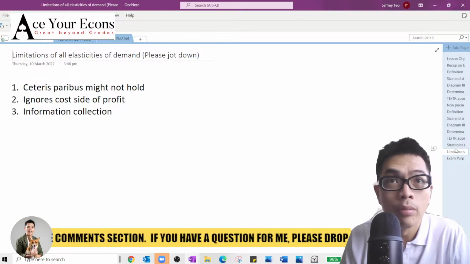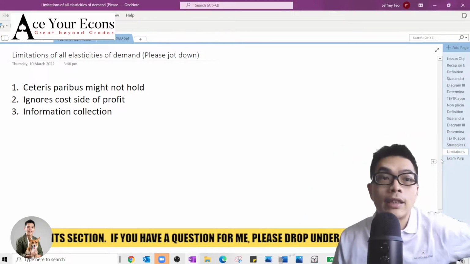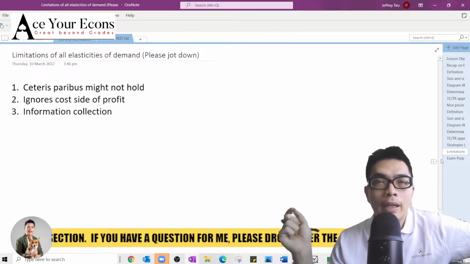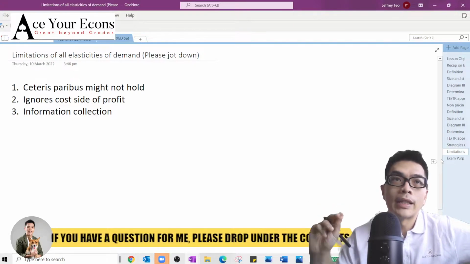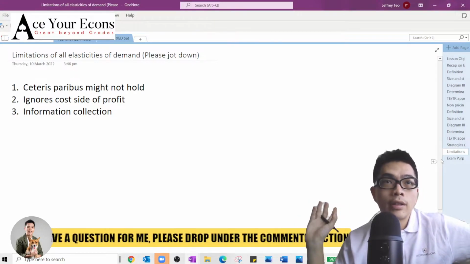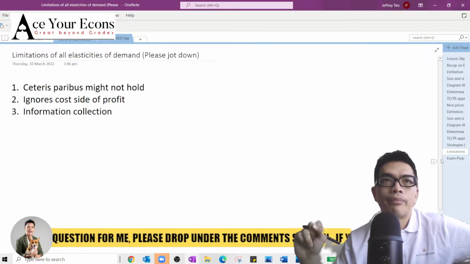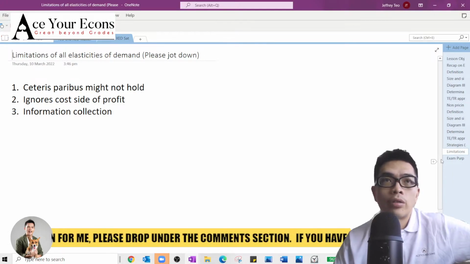Alright, I'm going to move on to the last part: limitations of your elasticities of demand, PED, YED, and XED. These three will be tested later. These three are not in the book, so please copy down. What are some of the limitations for these three elasticities?